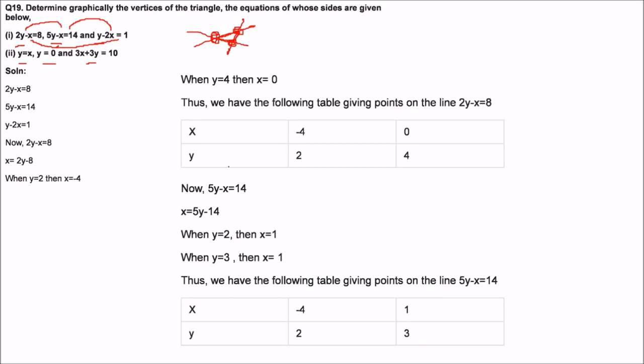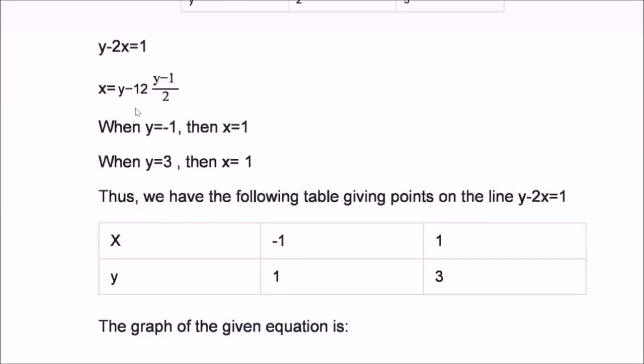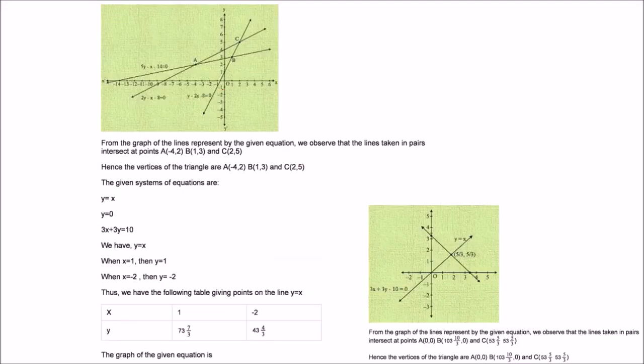First one is this one. We have just put x equal to 2y minus 8. The next one is x equal to 5y minus 14. The third one is x equal to y minus 1 by 2. After this, we draw these three lines. One is this line, the other is this line, and the third is this line. So here is the triangle we are talking about, right?